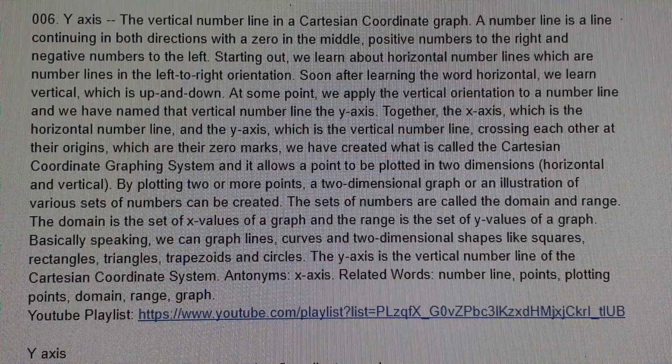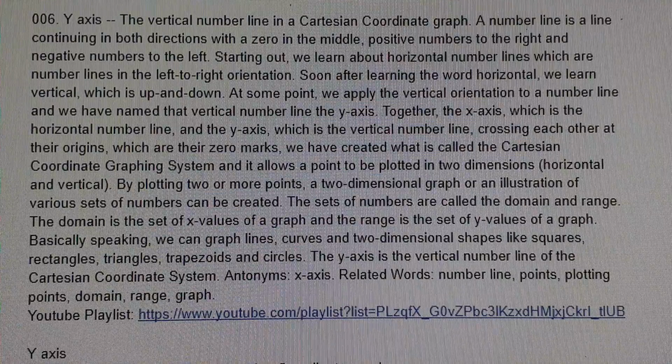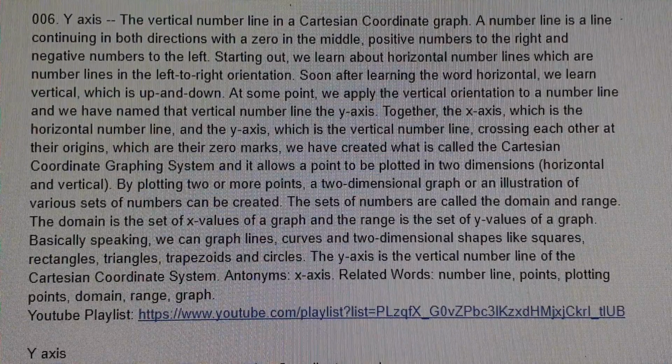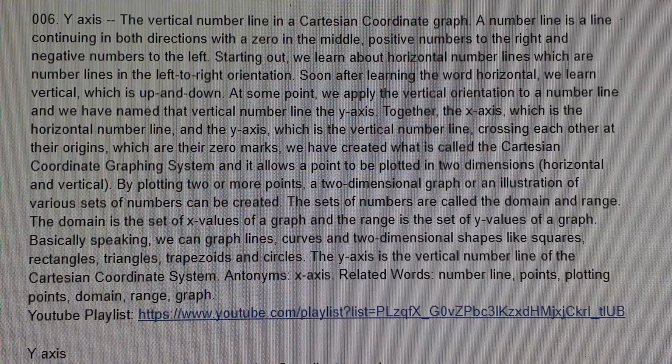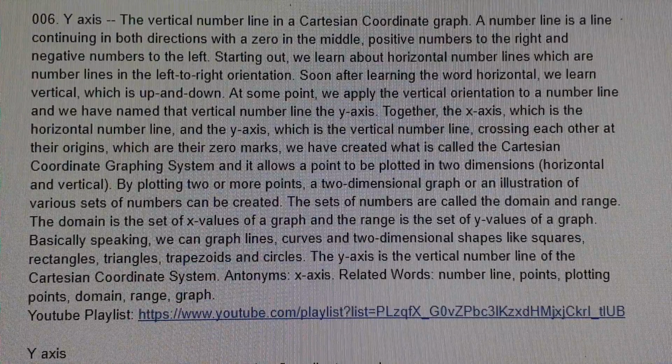The y-axis is the vertical number line of the Cartesian coordinate system. Antonyms: x-axis. Related words: number line, points, plotting points, domain, range, graph.